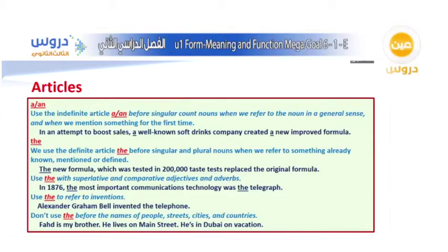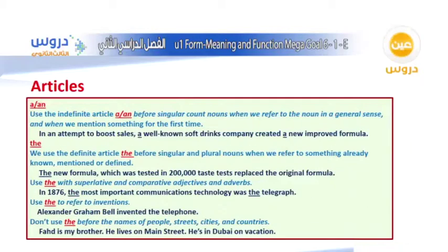When do we use a, an, and the? Here we have a description explaining when we use a, an, and when we use the. A, an are used with indefinite nouns. It says here, use the indefinite article a, an before a singular count noun. We have three conditions. It should be singular, countable, and it should be a noun. You cannot use them with verbs.